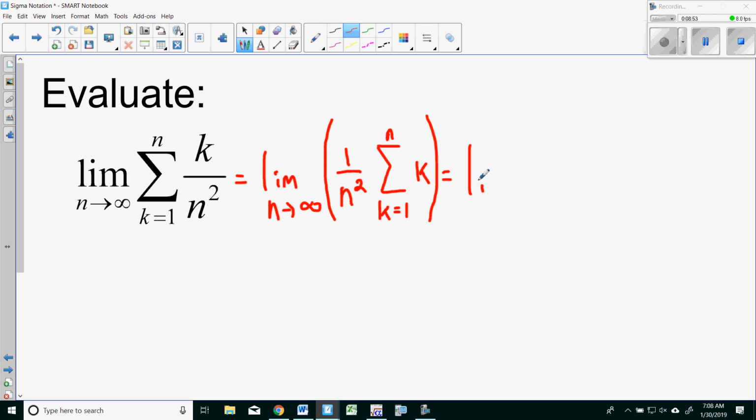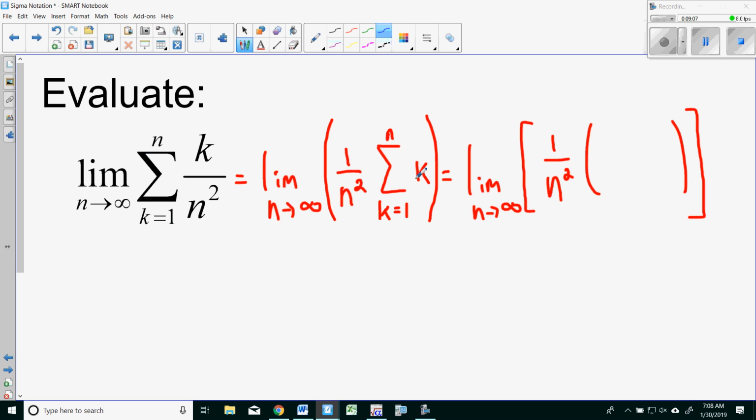So when I evaluate my limit, I have the limit of n going to infinity of 1 over n squared. And now this is where I'm going to use my formula for k. And my formula for k, the sum from 1 to n, is n squared plus n over 2.